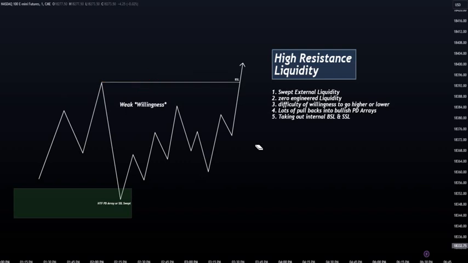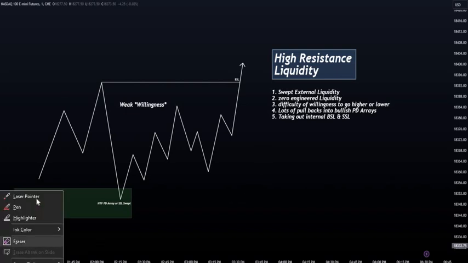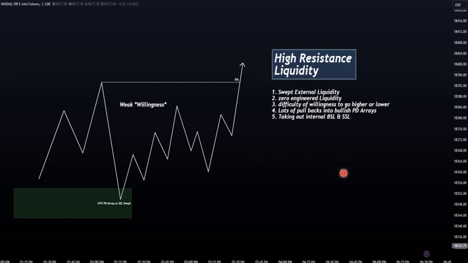Okay, so overall, what is high resistance liquidity? It is basically market conditions that are not favorable to be pushing higher or lower, but it will reach higher or lower eventually. It is just not going to do it super fast. It is going to take a long time. Price is going to dance in there, and you're going to have to endure a lot of anxiety because of pullbacks, okay?